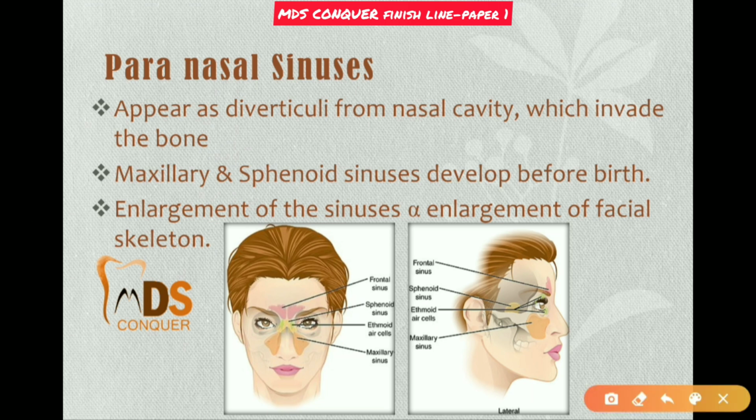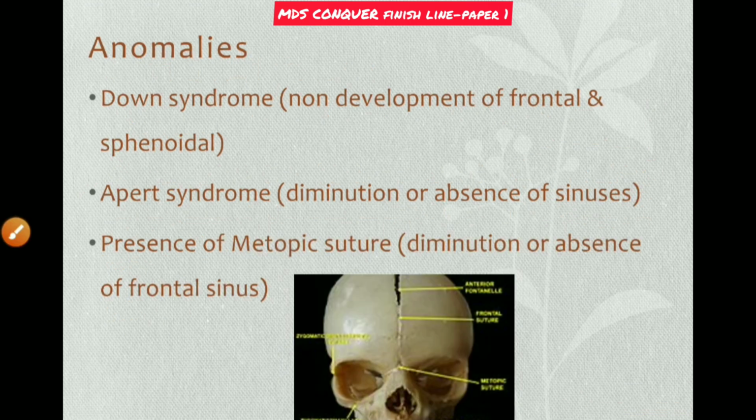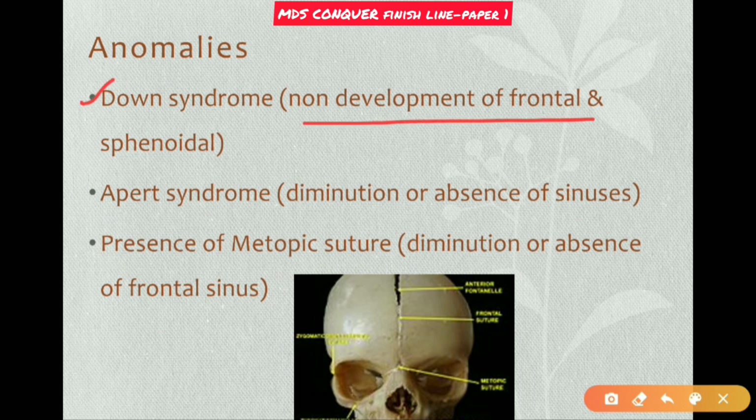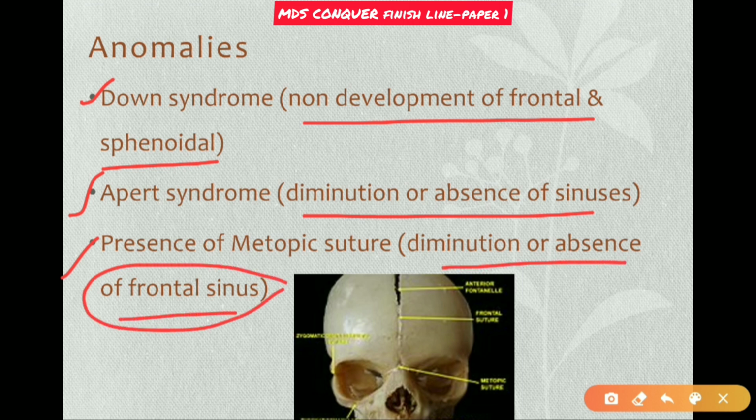So coming to the paranasal sinuses, the maxillary and sphenoid sinuses will develop before birth, whereas enlargement of the sinuses and enlargement of the facial skeleton takes place in the future. Anomalies include Down syndrome, where there is non-development of the frontal and sphenoidal sinuses, and Apert syndrome, where there is diminution or absence of the sinuses, and presence of a metopic suture or diminution or absence of the frontal sinuses can be seen.